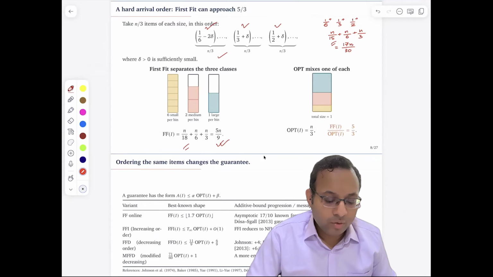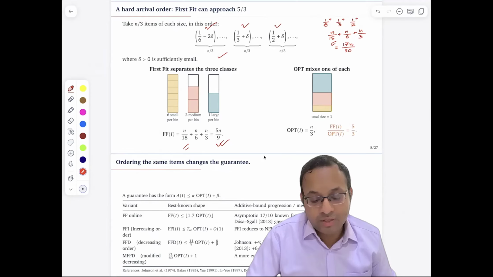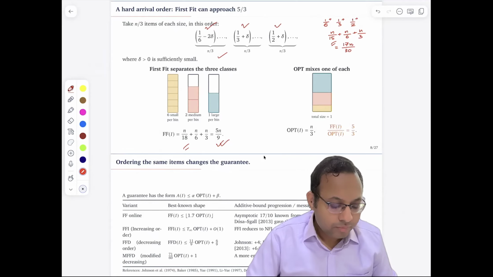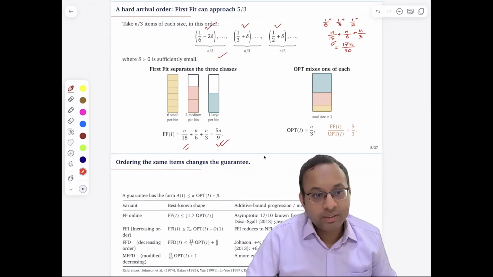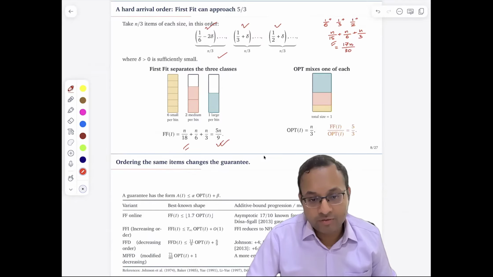But then one can do a finer analysis and perturb the values near 1/6 carefully and then construct an instance for which we can actually reach a lower bound of 17 by 10. So you cannot beat a 17 by 10 ratio for first fit. And we'll now see the tight guarantee. Actually, it is a 17 by 10 ratio. You can prove theoretically that first fit can achieve it.